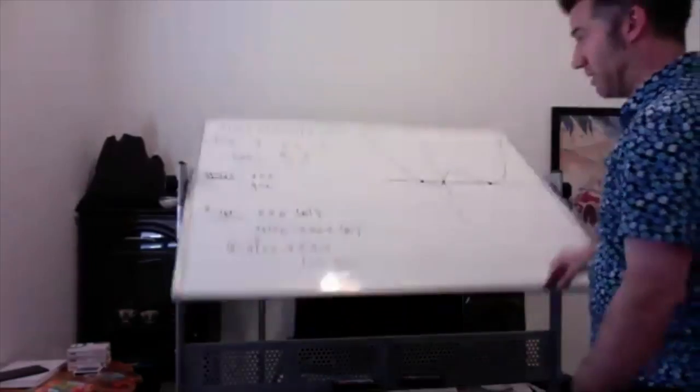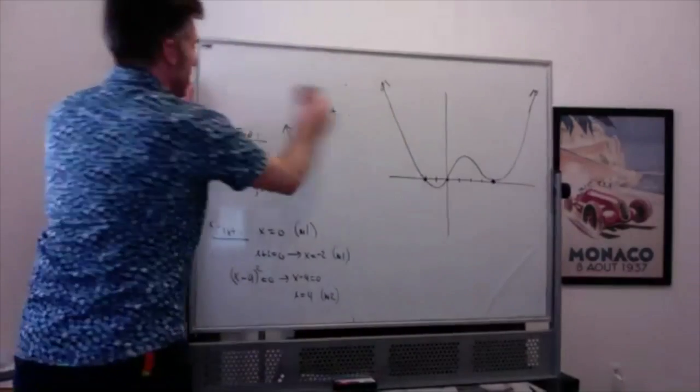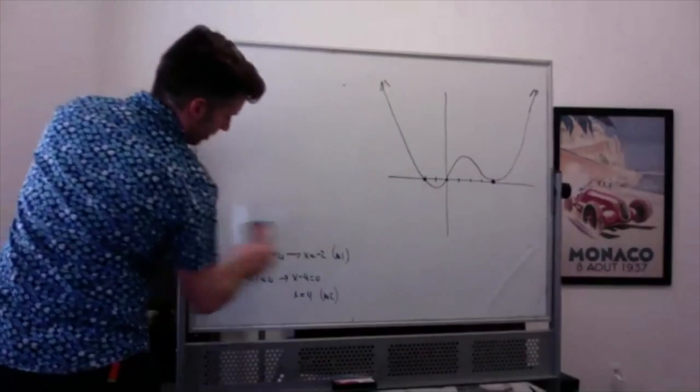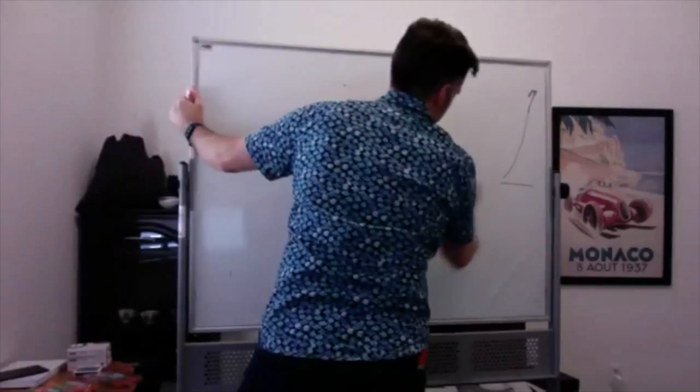So the problem is not all of them are easy to graph, but it is easy-ish to check this condition for any function. So let's look at a couple quick examples.